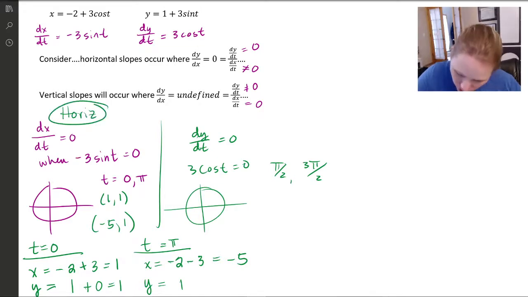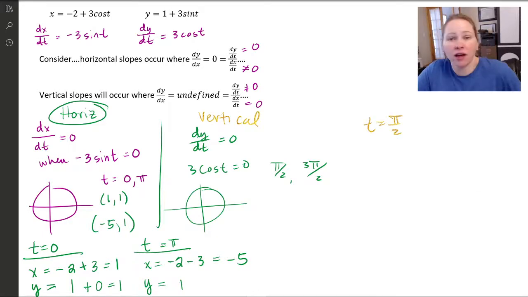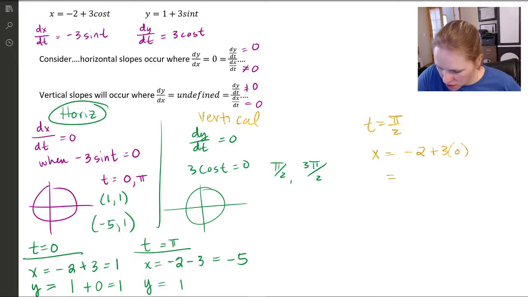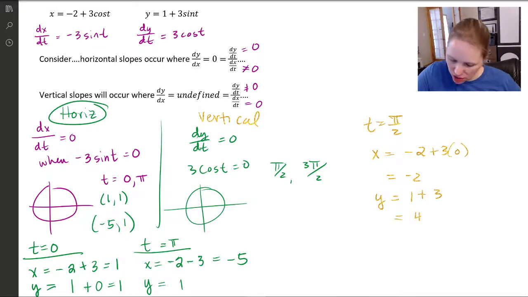Now to find our vertical, we're going to say, okay, when t is pi over 2, we're just going to plug pi over 2 into our 2 coordinates. And make sure you label everything so you don't accidentally plug it into dx/dt like I was about to do. So x equals negative 2 plus 3 times the cosine of pi over 2, that's 0. So x is just negative 2. Y is 1 plus 3 times the sine of pi over 2, which is 1, so that's 4. So we're going to have (negative 2, 4).